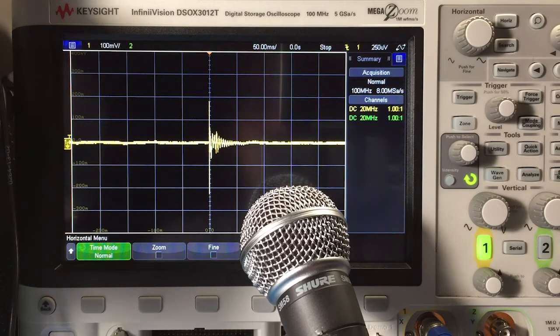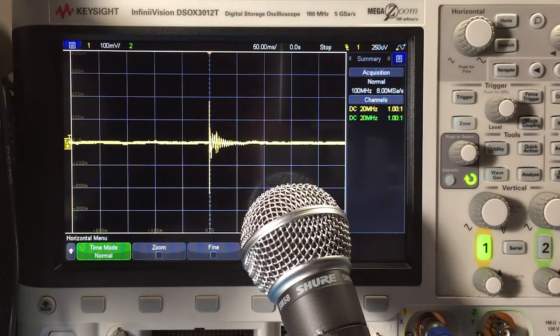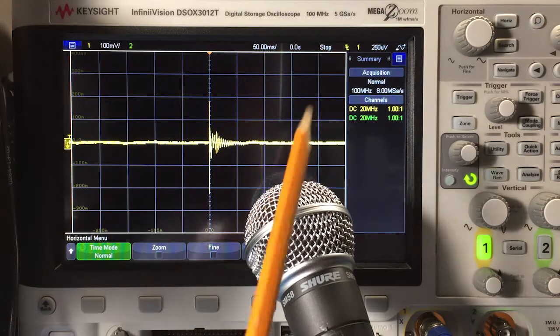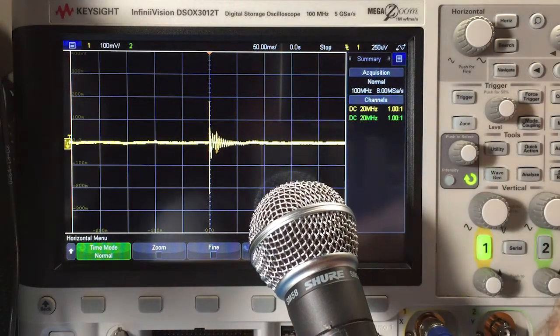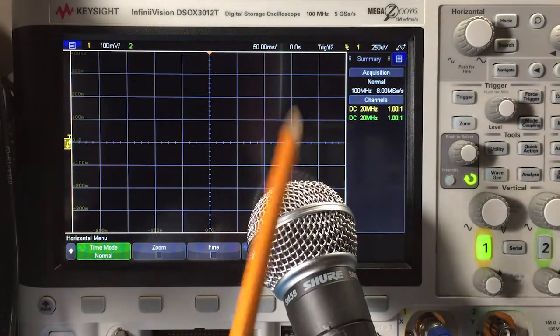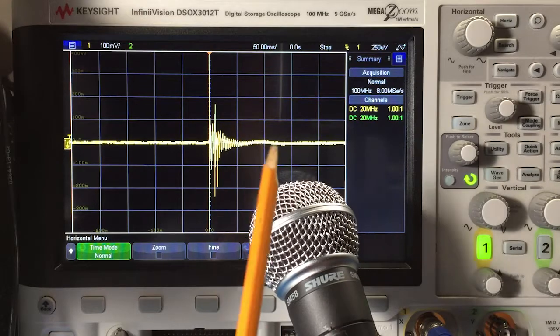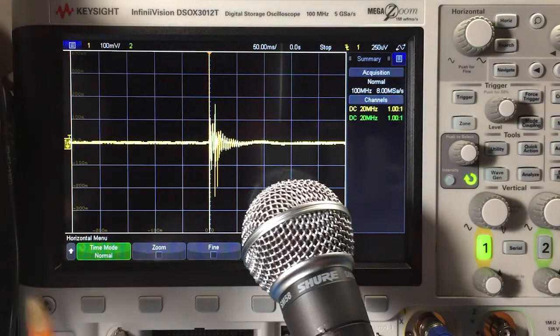Another common type of signal is a transient signal. Transient signals are usually signals that happen once or infrequently, or kind of aperiodically. An example of a transient signal could be if I tap the microphone. You can see there I armed the oscilloscope, I tapped it, and then the waveform appeared on there.